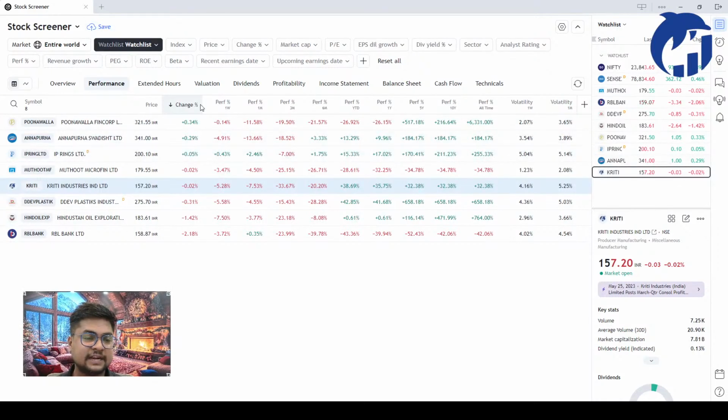So let's get started. For today, let's just have a performance review. We can see 3 of our stocks are positive and 5 of our stocks are negative. Looking at the 1 week performances, Poonawalla has been consolidating and Annapurna has been down by 5%. IP Rings is the only stock among the 8 holdings which is positive, and most of the stocks have been doing negative, negative, negative.